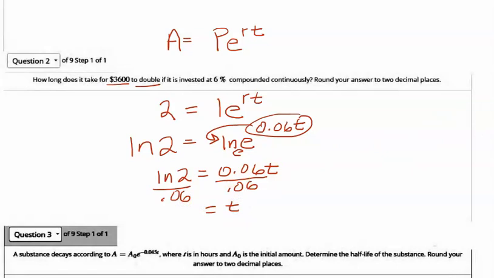All right. Put that in your calculator and check it out. So I have it to 3 decimal places. I need to round it to 2. That will give me 11.55 years.